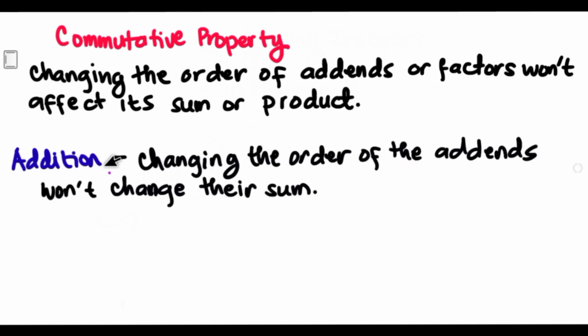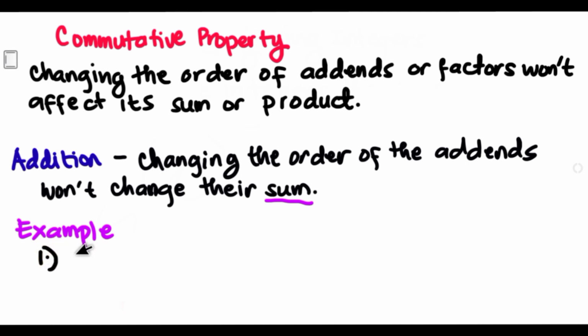So, let's have first the commutative property of addition. So, it says here that changing the order of the addends won't change their sum. So, kahit daw po baguhin natin yung order ng addends o yung mga ipag-plus natin, hindi daw po magbabago yung sum o yung sagot sa addition. So, let's have the first example.